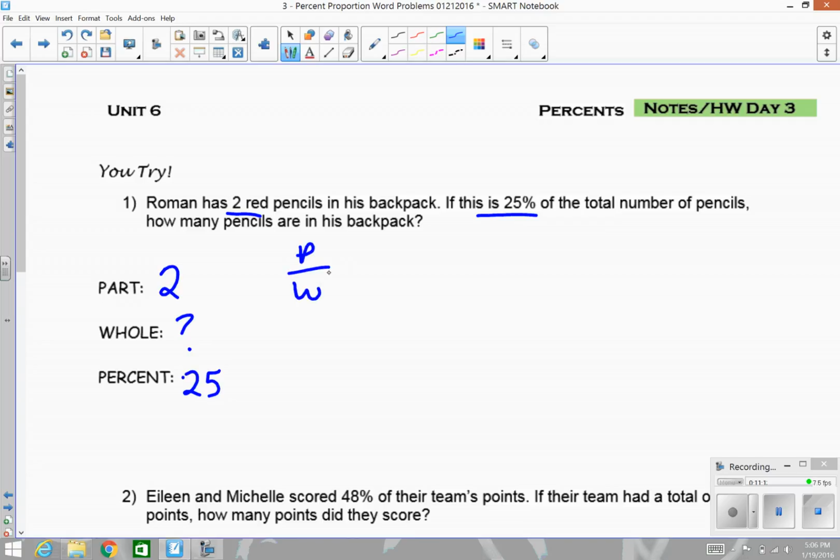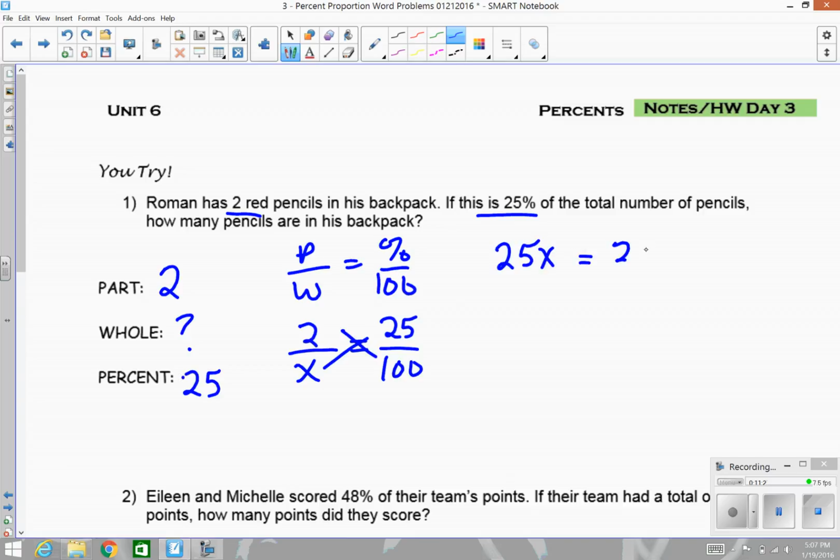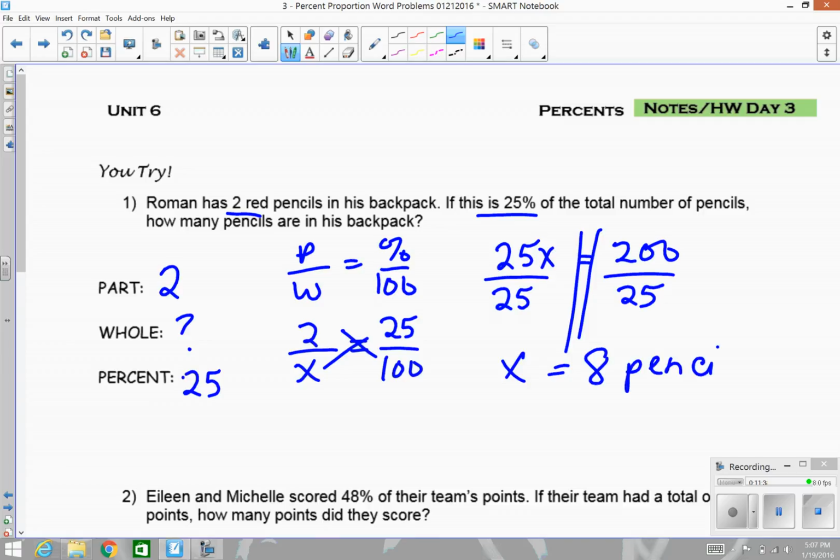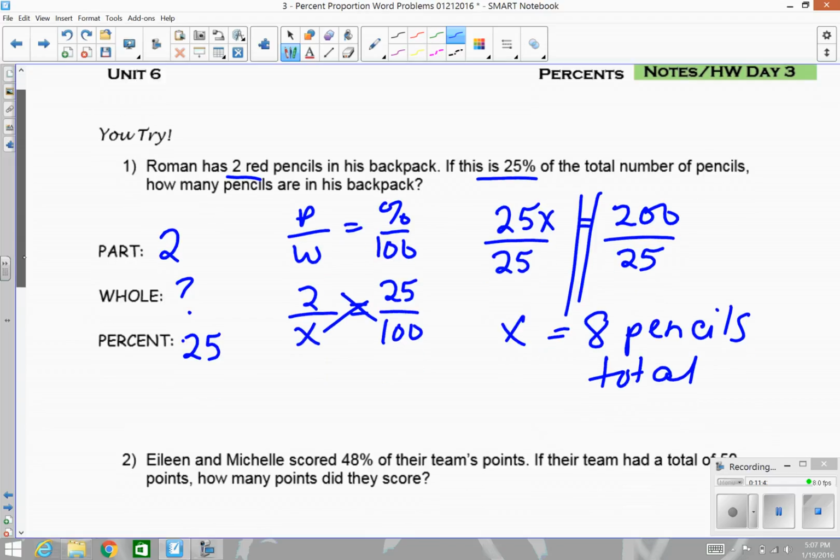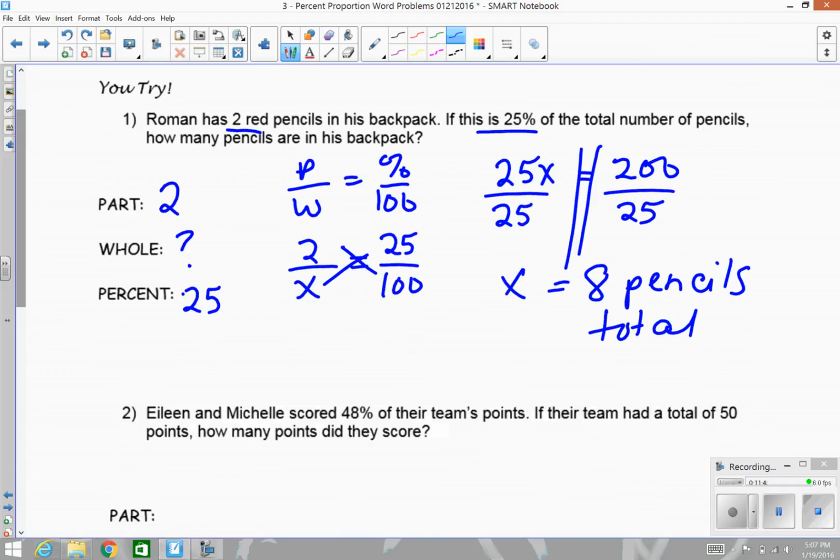So part over whole equals percent over 100. 2 over x equals 25% out of 100. Cross multiply, we get 25x equals 200. Draw the river, divide by 25. X equals 8 pencils total. Go ahead, check and correct your work, and then we'll go over number 2.